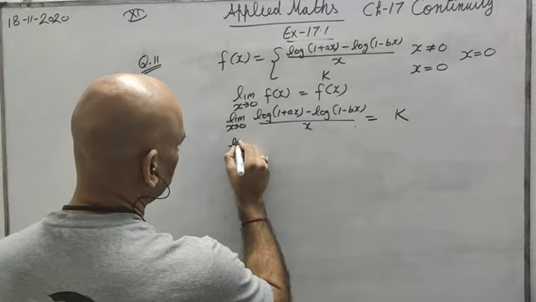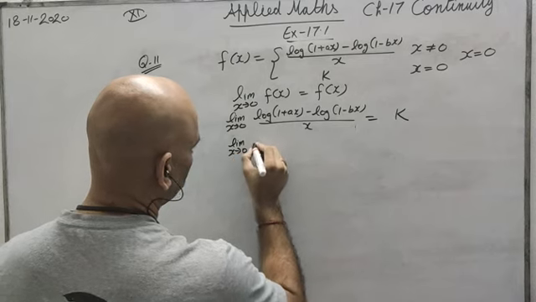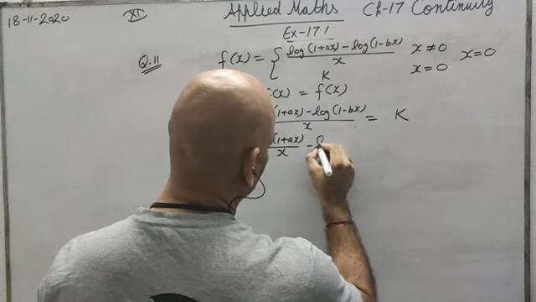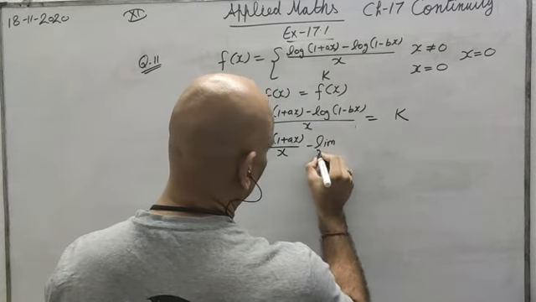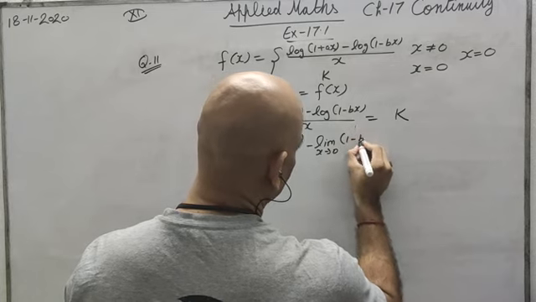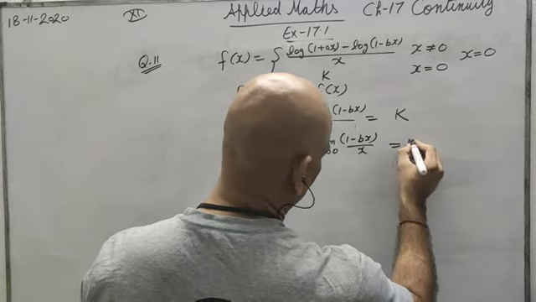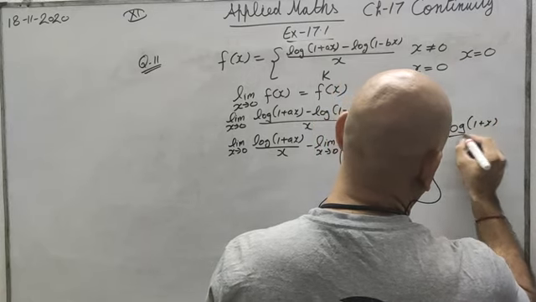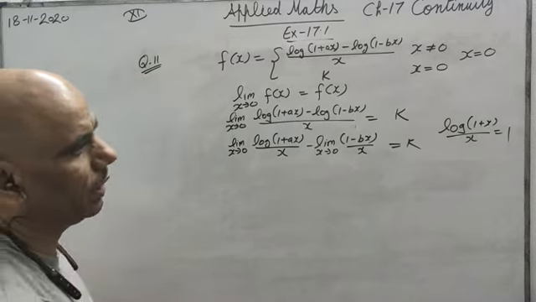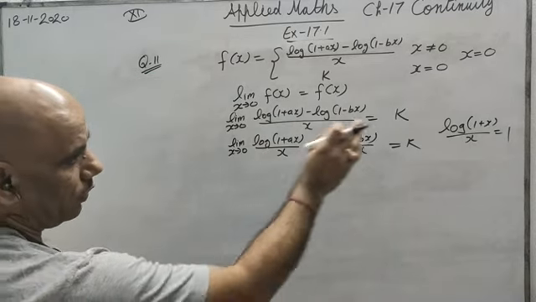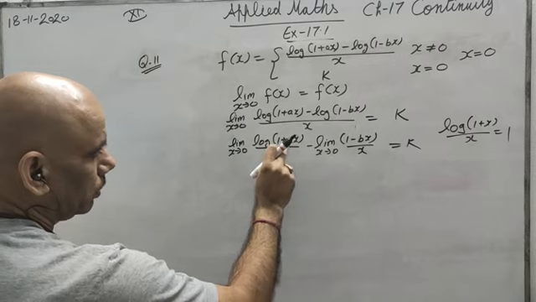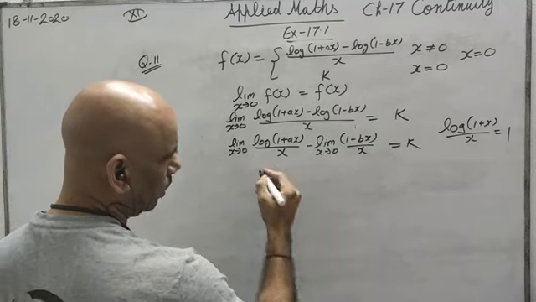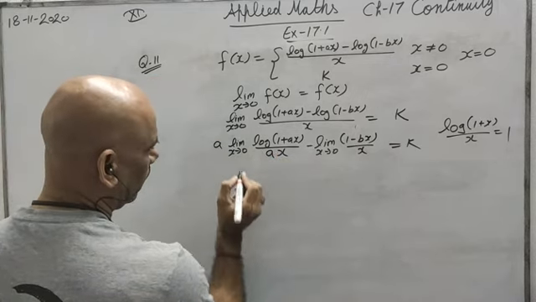So what I am going to do: limit x tends to 0 log(1 plus ax) upon x minus, I have divided x with both of them, limit x tends to 0 log(1 minus bx) upon x is equal to k. What I have studied is that log(1 plus x) upon x is equal to 1 at limit x tends to 0. So I will use this formula. For this purpose I want ax here, but here it is x only. So I'll multiply and divide by a.